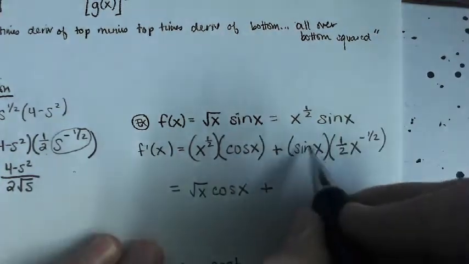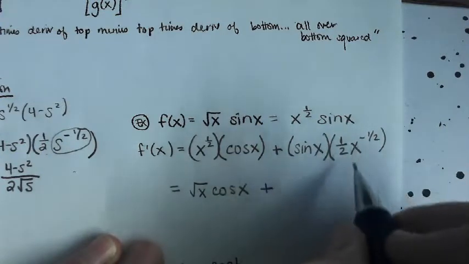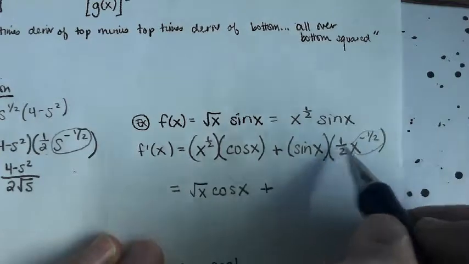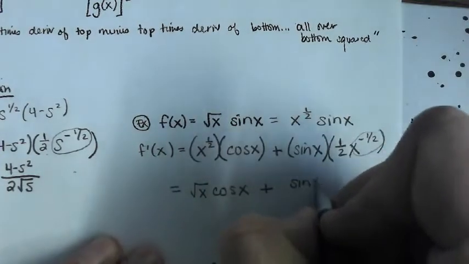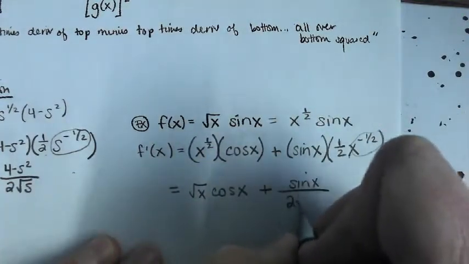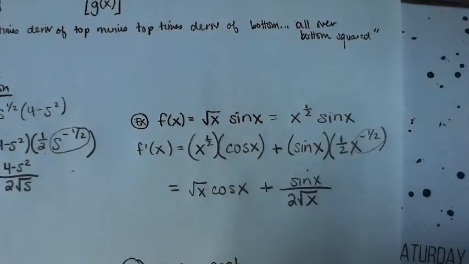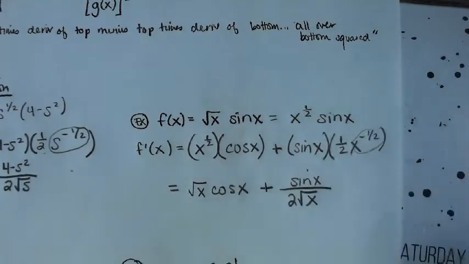Plus, and again on the second fraction or second product, this is going to move to the denominator with the 2, and then you're just going to have a sine x on your numerator, so 2 root x. Any questions?